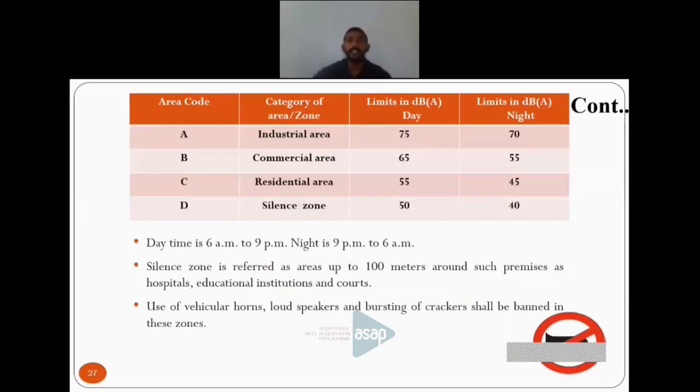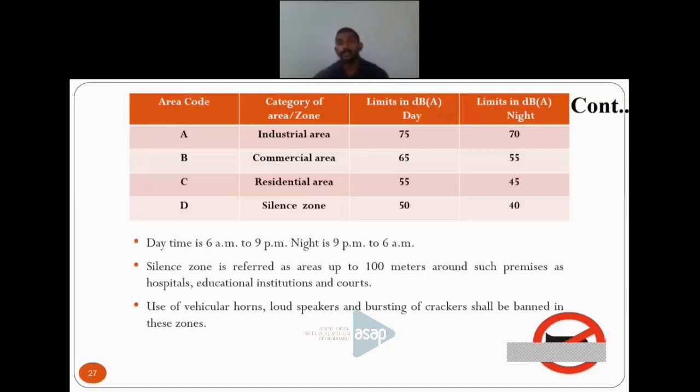And this is the standard given by the Central Pollution Control Board of India. For the industrial area, daytime it is 75 and night it is 70. Day is considered from morning 6 to 9 p.m., and night is considered from 9 p.m. to next day 6 a.m. For the commercial area it is 65, and for the residential area it is 55. For the silent zone it is 50, and at night it is 40.